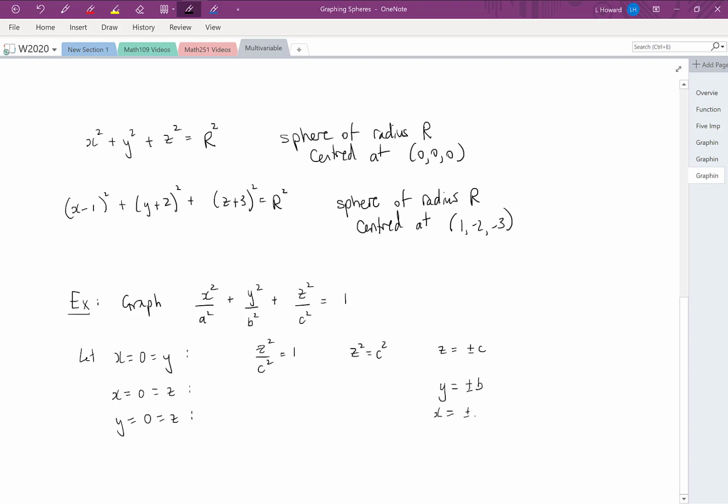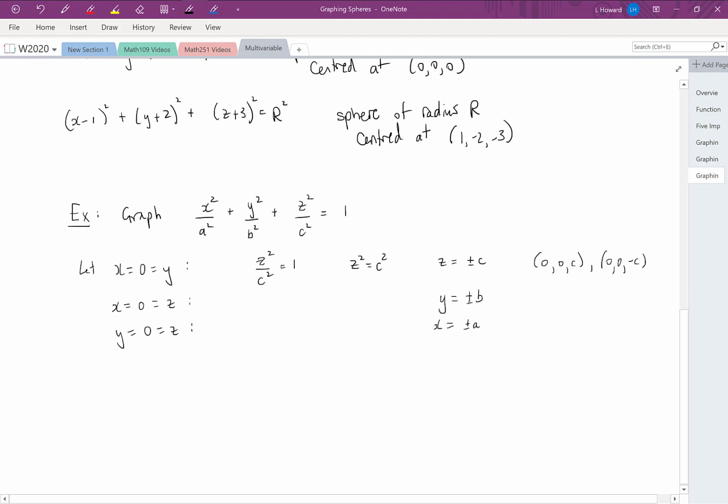All right, so in other words, when we let x and y both equal 0, we were producing 2 points on our surface. One was 0, 0, c, and the other one was 0, 0, minus c. So let's see how knowing those 2 points would help us graph our surface.